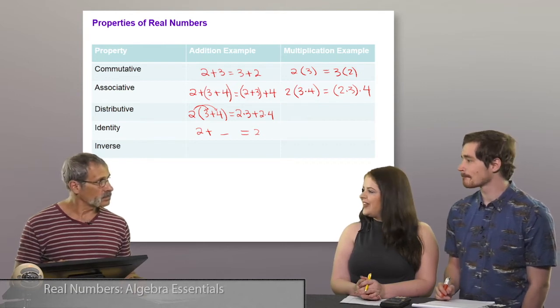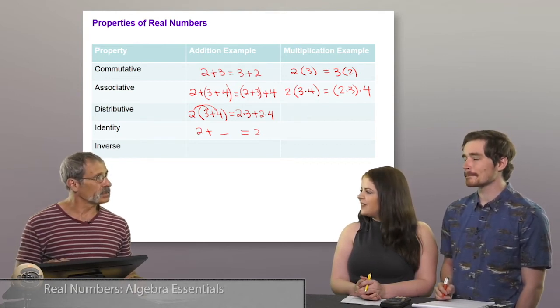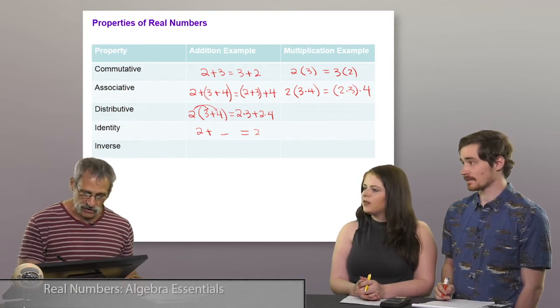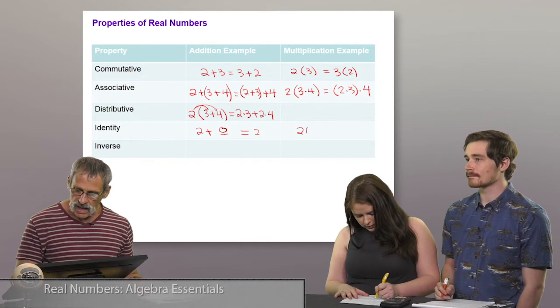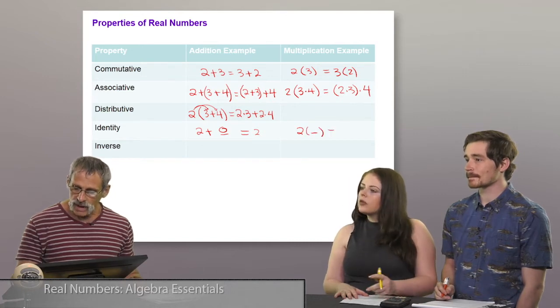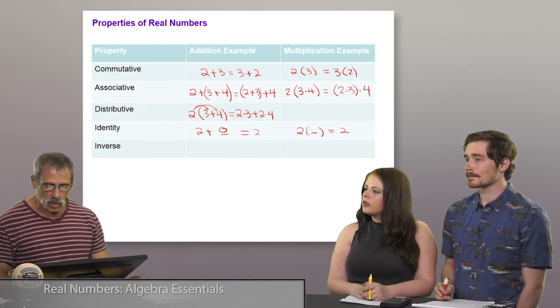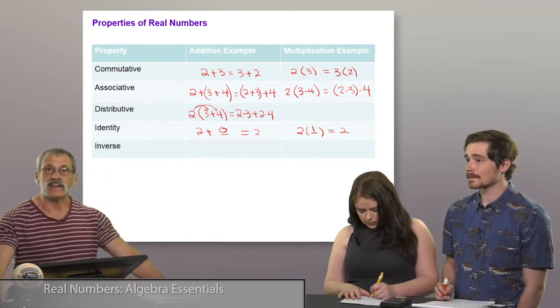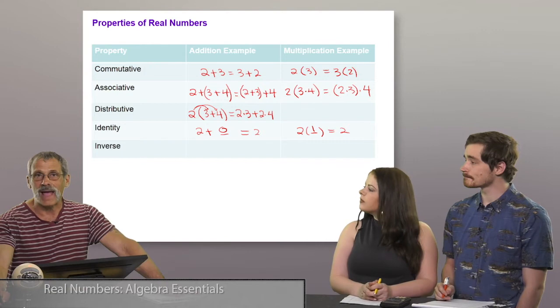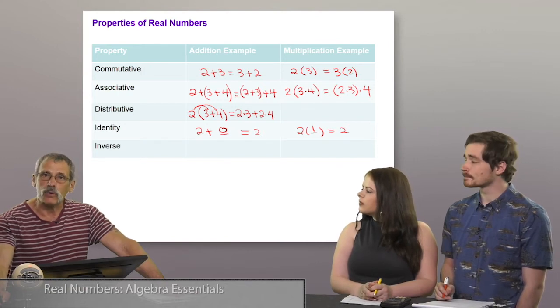I'm not sure. Yeah, 2 plus what is 2? 2 plus 0 is 2. 0 is the identity element. Beautiful. Same with multiplication. I would multiply by a number to get me back to that element. 2 times what would be 2? 2 times 1? Very good. So there 1 would be the identity element. 0 is the identity element for addition, and 1 is the identity element for multiplication.